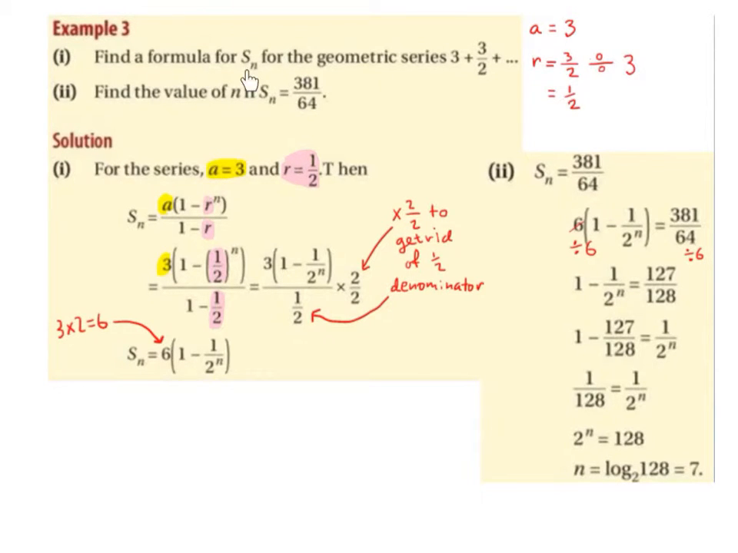Find a formula for Sn, the geometric series 3 plus 3 over 2 plus ..., and find the value of n if Sn is equal to 381 over 64.